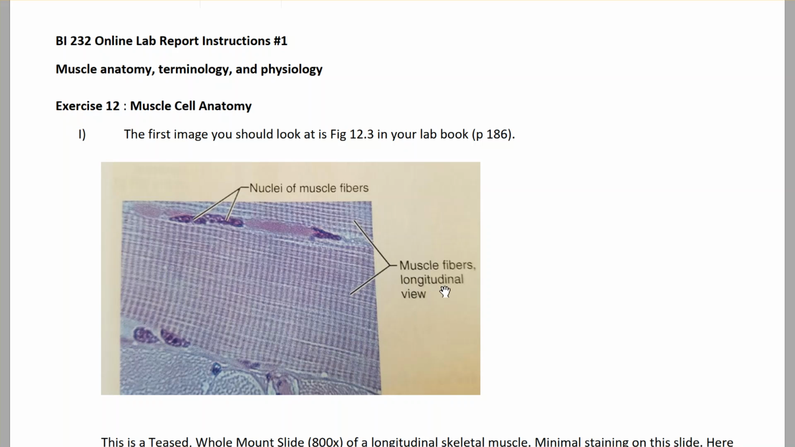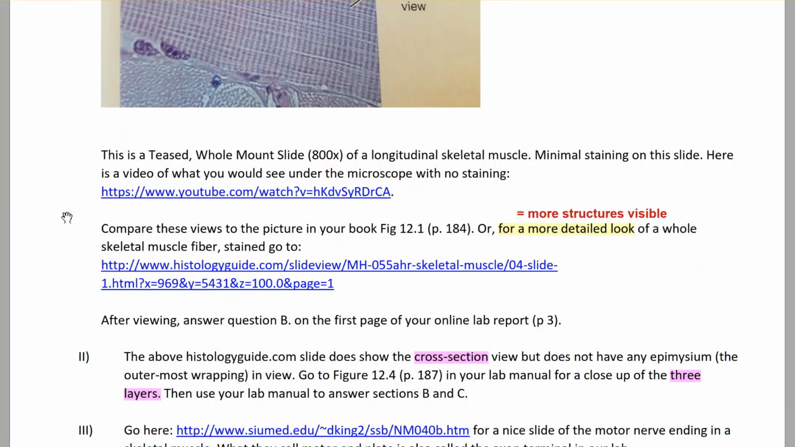Those are all features of skeletal muscle that we can see in a longitudinal section. We're going to be able to see different things in a cross section, and I'll talk about that in a moment. The first thing that you're going to do is look at a video of a teased whole mount skeletal muscle fiber and just take a look at what you can see. And then you're going to compare it to the picture above and to a skeletal muscle fiber that you find on histologyguide.com. The teased one is really pale. It doesn't have a lot of stain on it. And so that's why you're comparing the two. So the picture above here and the picture on Histology Guide, there'll be more structures visible. So you'll be able to see more things.